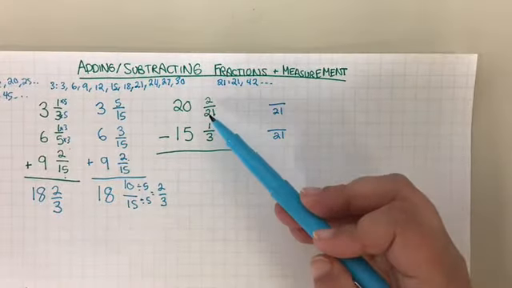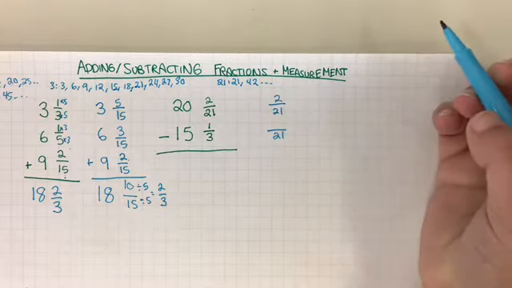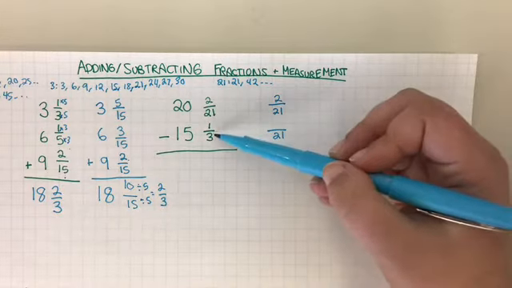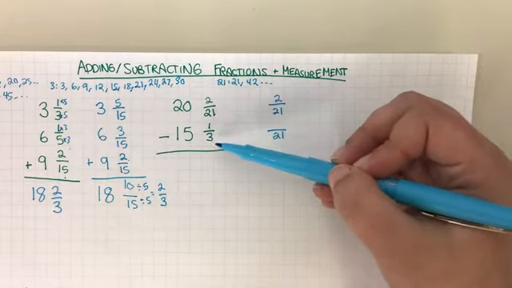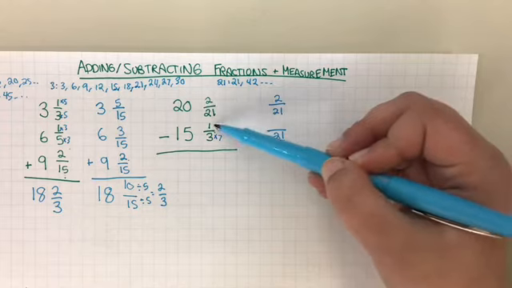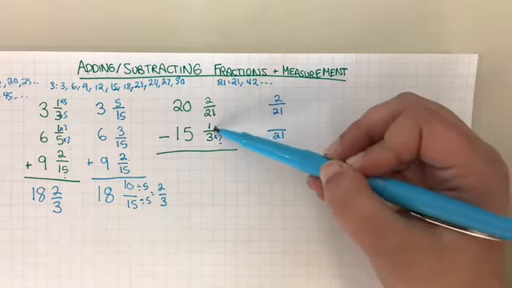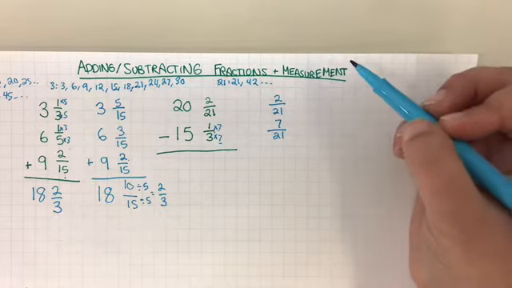Oh, and this is even better because look, this one's already 21. So all I need to do is write that top number again. 1/3 is a bit trickier though. I have to think, what times 3 gives me 21? 7 times 3 gives me 21. If I times the bottom by 7, I have to times the top by 7. So that gives me 7 21ths.